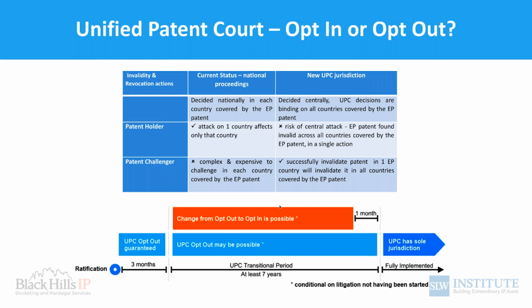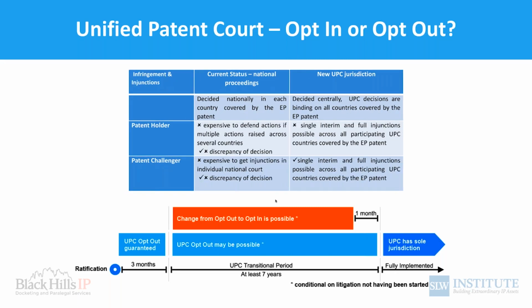The converse is true under the UPC, which is decided centrally. For the patent holder, there's the risk of central attack and invalidation across the whole of Europe. For the challenger, a successful invalidation in one European state will invalidate it in all countries covered by the EP patent participating in the scheme.